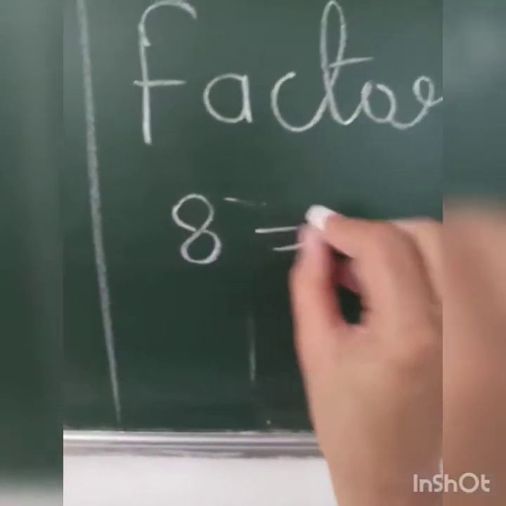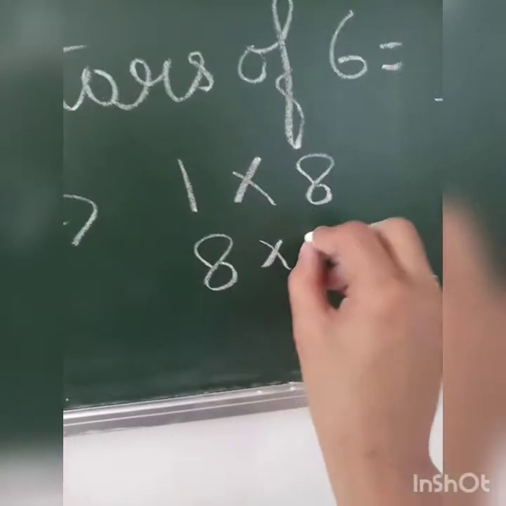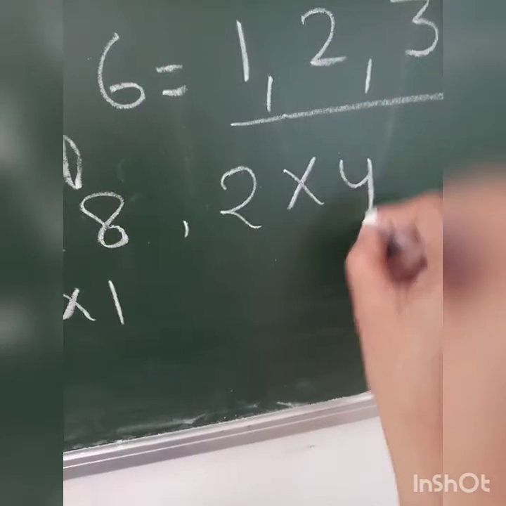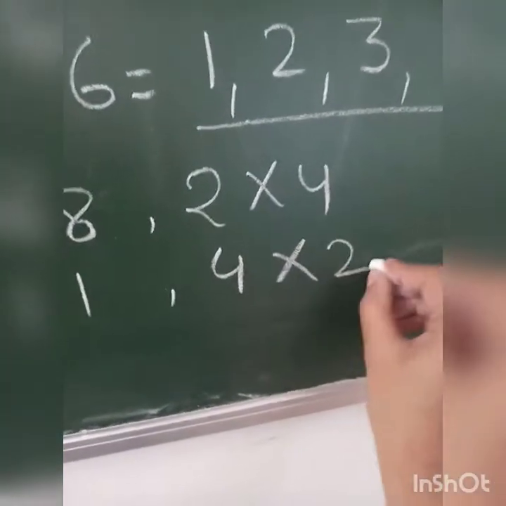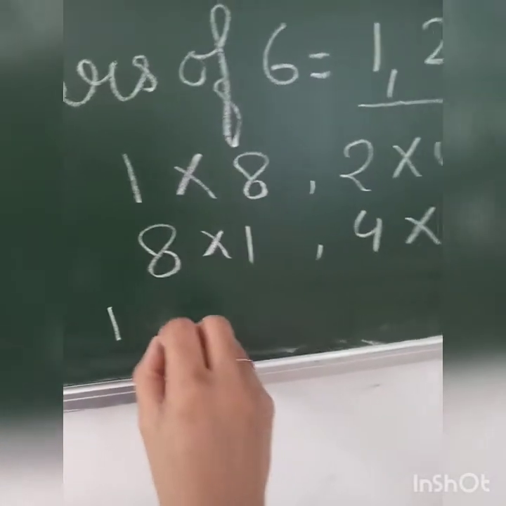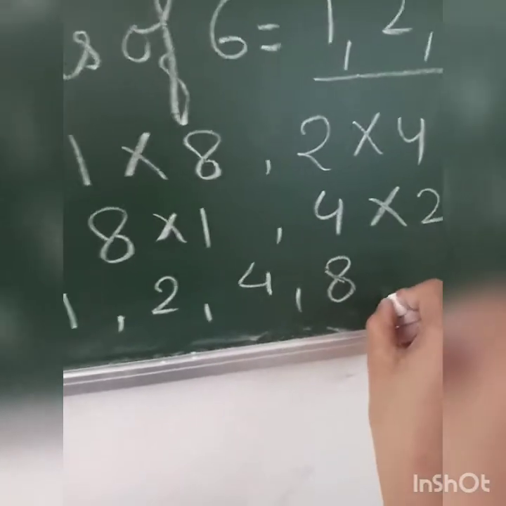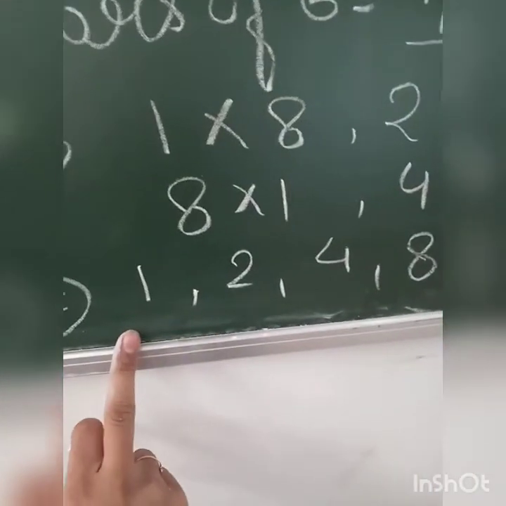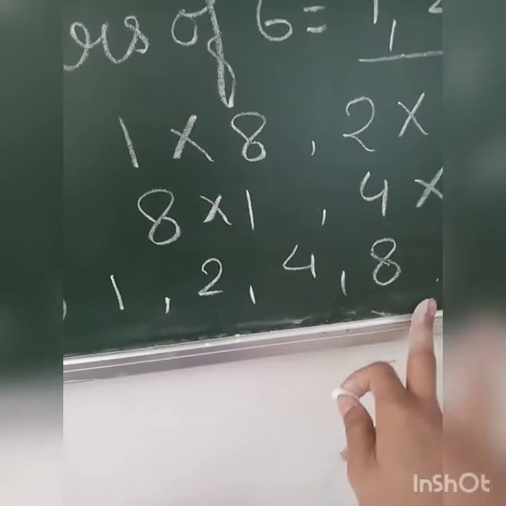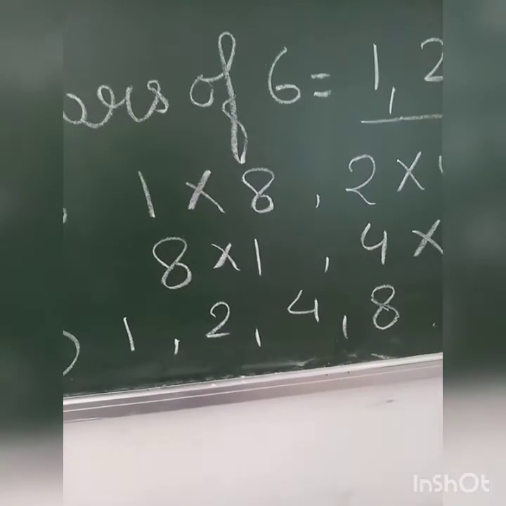For number 8 we can arrange in this way: 1 multiply 8 or 8 multiply 1. Another is 2 multiply 4 or 4 multiply 2. Then we can find out the factors for number 8 are 1, 2, 4 and 8. Again we are finding here that number 8 has 4 factors and these factors are more than 2. That means number 8 is also a composite number.